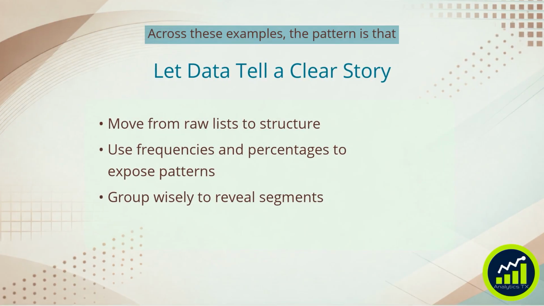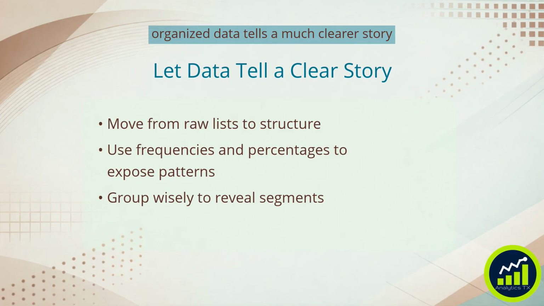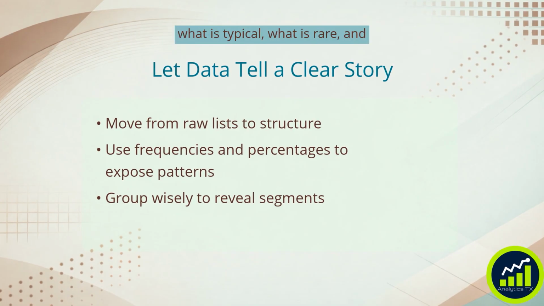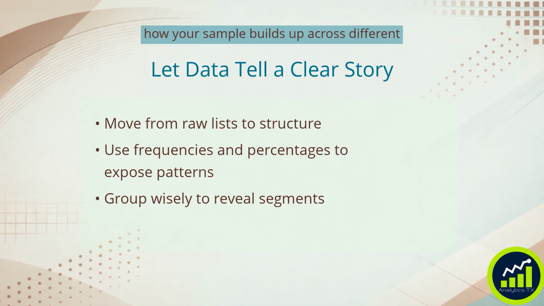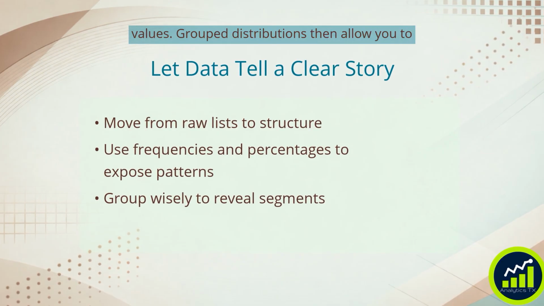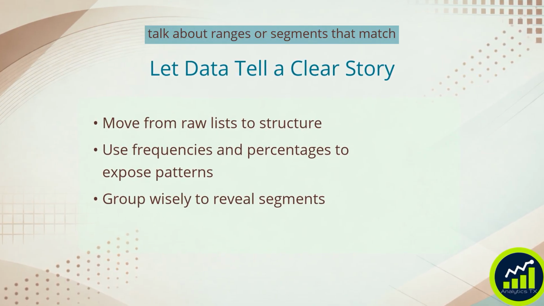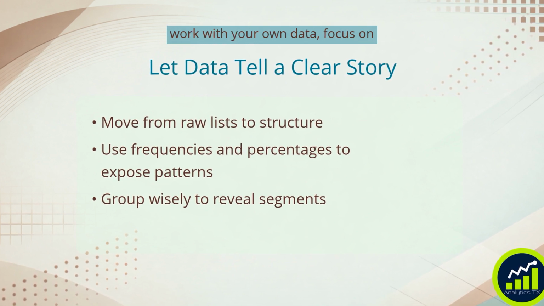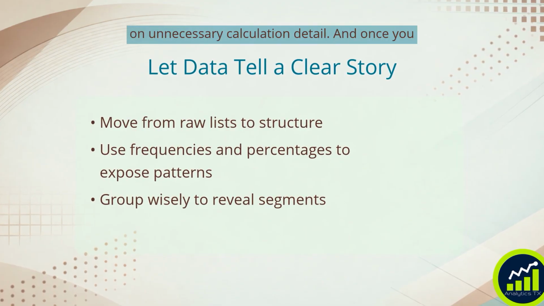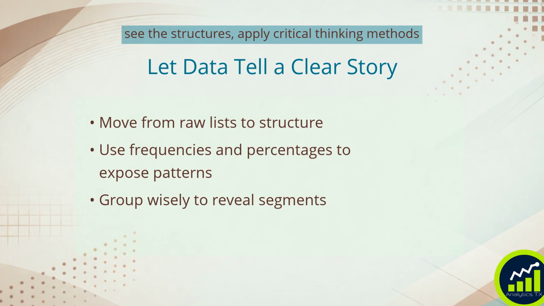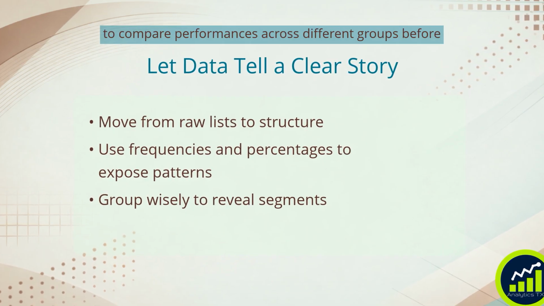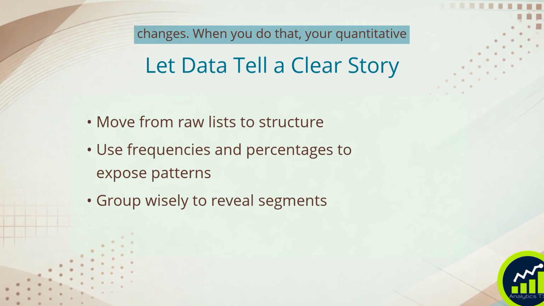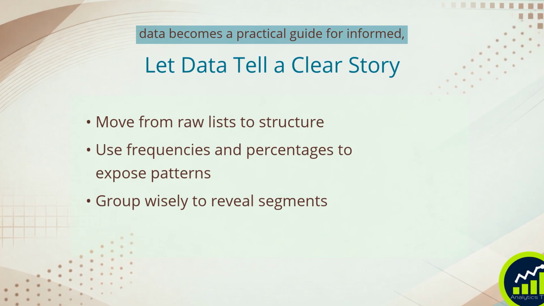Across these examples, the pattern is that organized data tells a much clearer story than a raw set of numbers. Frequency and cumulative frequency tables help you see what is typical, what is rare, and how your sample builds up across different values. Grouped distributions then allow you to talk about ranges or segments that match how leaders think and decide. As you work with your own data, focus on structures that make the meaning obvious, not on unnecessary calculation detail. And once you see the structures, apply critical thinking methods to compare performances across different groups before launching into more testing or making policy changes. When you do that, your quantitative data becomes a practical guide for informed, confident decisions.